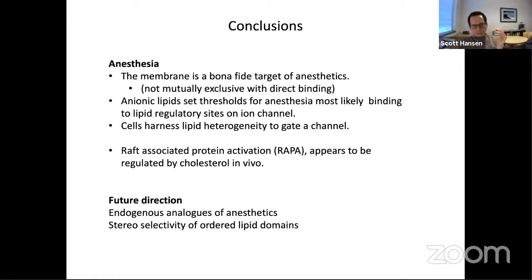I want to make it clear that we do not think that is mutually exclusive with direct binding. This was a huge mistake of people who were studying direct binding, that they said because there is direct binding, there can't be a membrane effect. And there's no data to really back that up. And then I think that these cells are harnessing this lipid heterogeneity to gate channels. And I think in the future we will find endogenous analogs of anesthetics, and we'll need to address some concerns about stereoselectivity in ordered lipid domains.